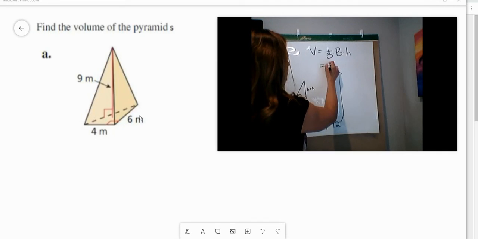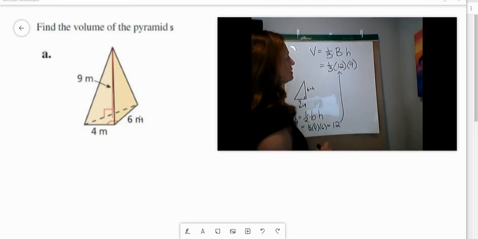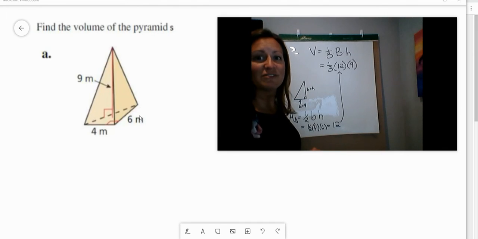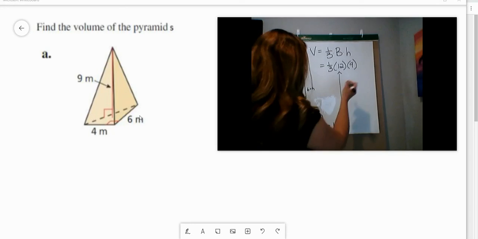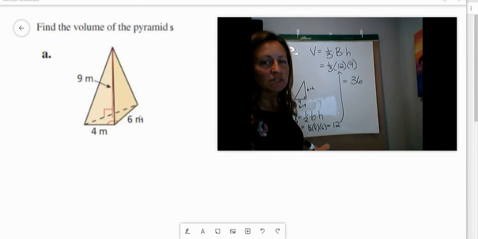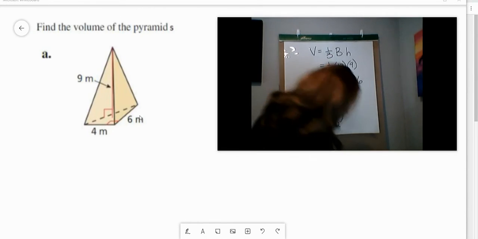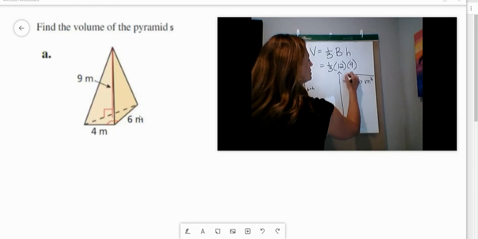We're just going to do 1/3, 12 times 9. And we hopefully don't even need a calculator for this one, because 1/3 of 12 is just 4, and 4 times 9 is 36. But what kind of units are these? Meters. So if everything's in meters, then the volume is meters cubed.